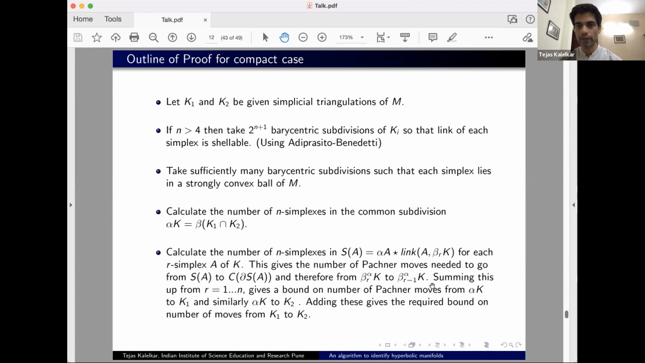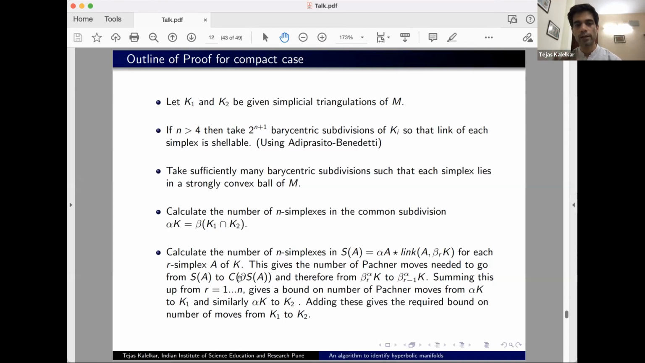And this is a step which I've fuzzed over because there's less time. But the idea essentially is that you start out with an r-simplex A in the original triangulation K. And just to recall, I want to go from K to alpha K. I then look at the star of A in this subdivision. That's basically going to be like a convex polytope. I use these results of Adiprasito and Benedetti in this way, and then I have a controlled number of Pachner moves to go to a cone over its boundary.